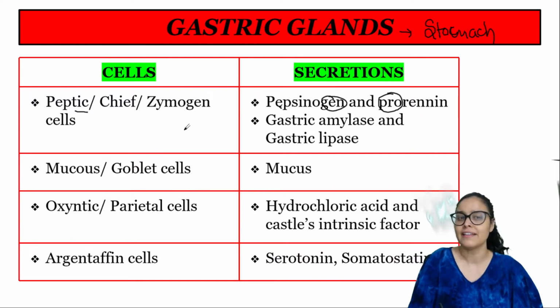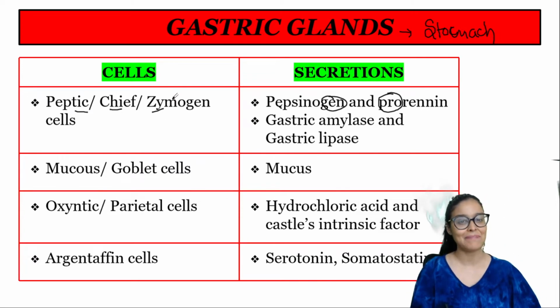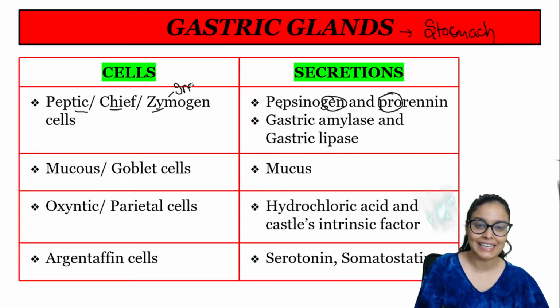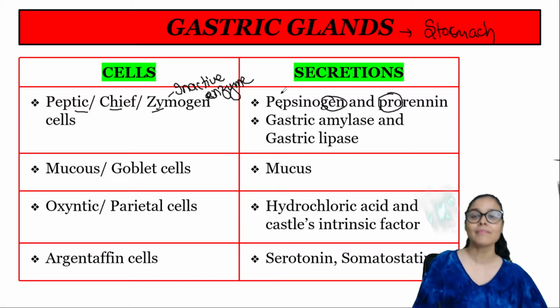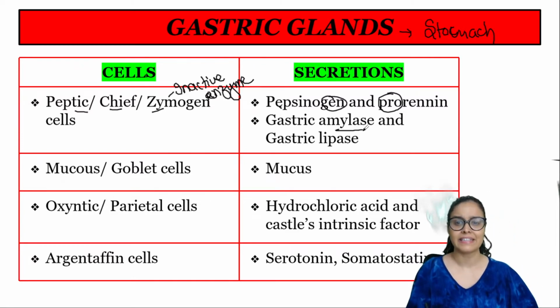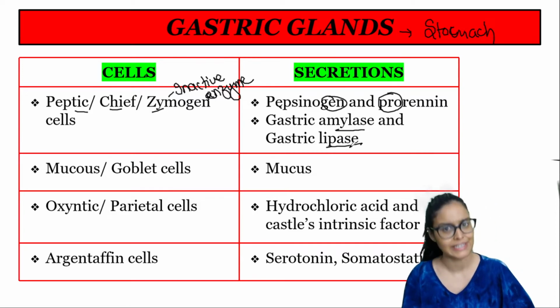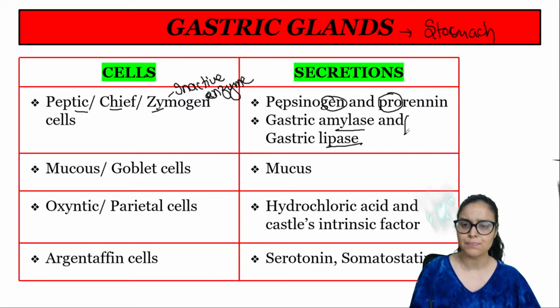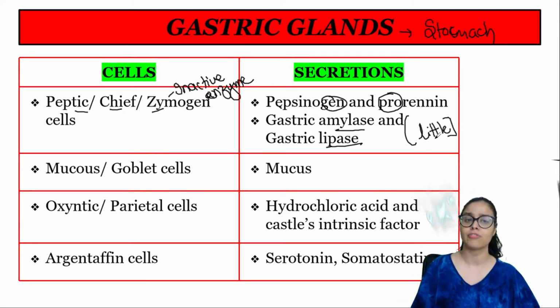Chief cell, peptic cell and zymogenic cell are the same. Zymogen means inactive enzyme, so the zymogen cell secretes inactive enzymes. Plus, it secretes gastric amylase in little amount and gastric lipase in little amount. What is their purpose? We will be seeing. These two enzymes are also secreted by this cell in a very little amount.